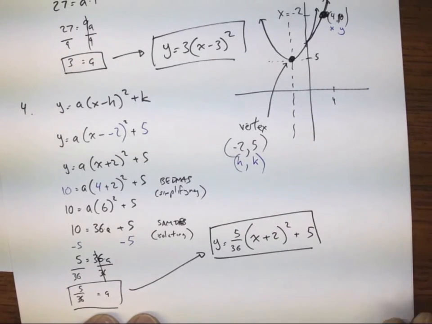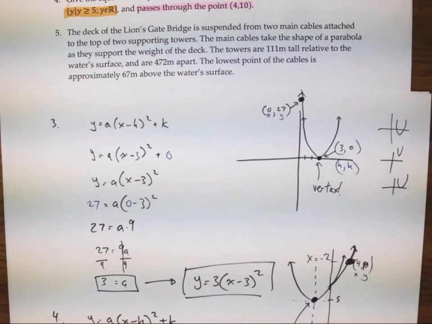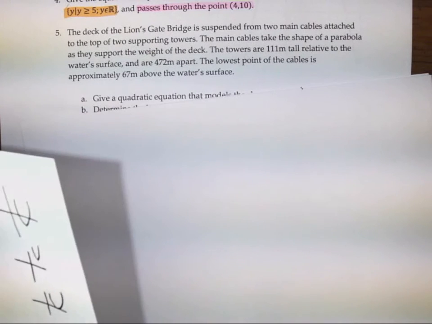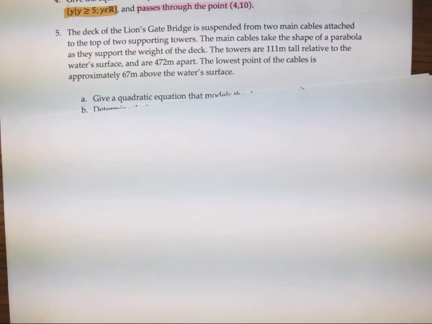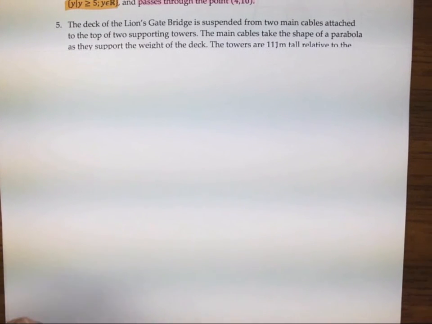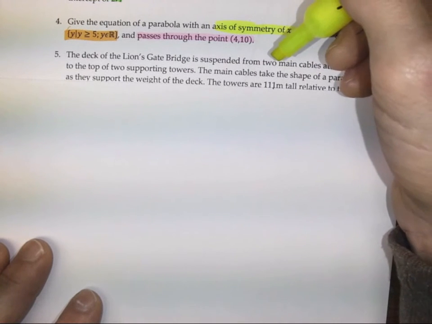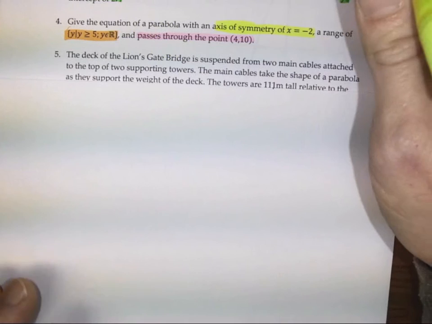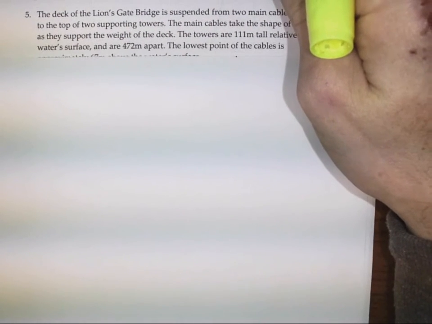Speaking of not friendly numbers, let's look at the last question here. So the last question has a lot of words in it, right? And this is what these sorts of formulas are sometimes used for, modeling real-life situations. So this question talks about the deck of the Lions Gate Bridge suspended from 2 main cables attached to the top of 2 supporting towers.